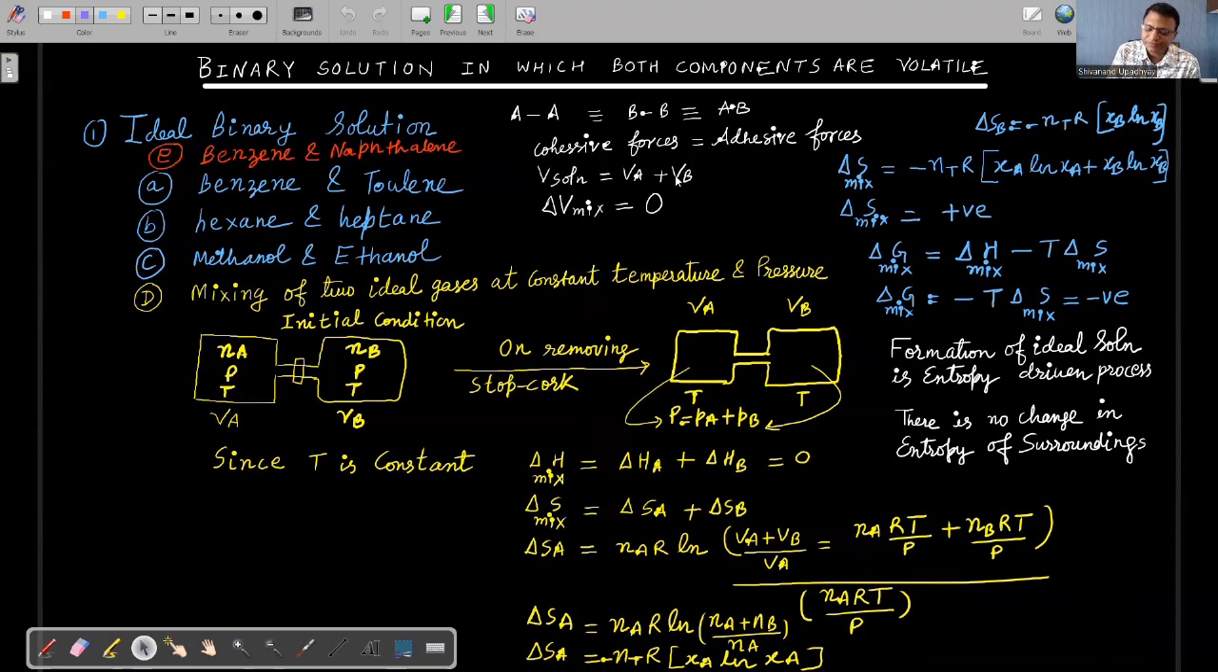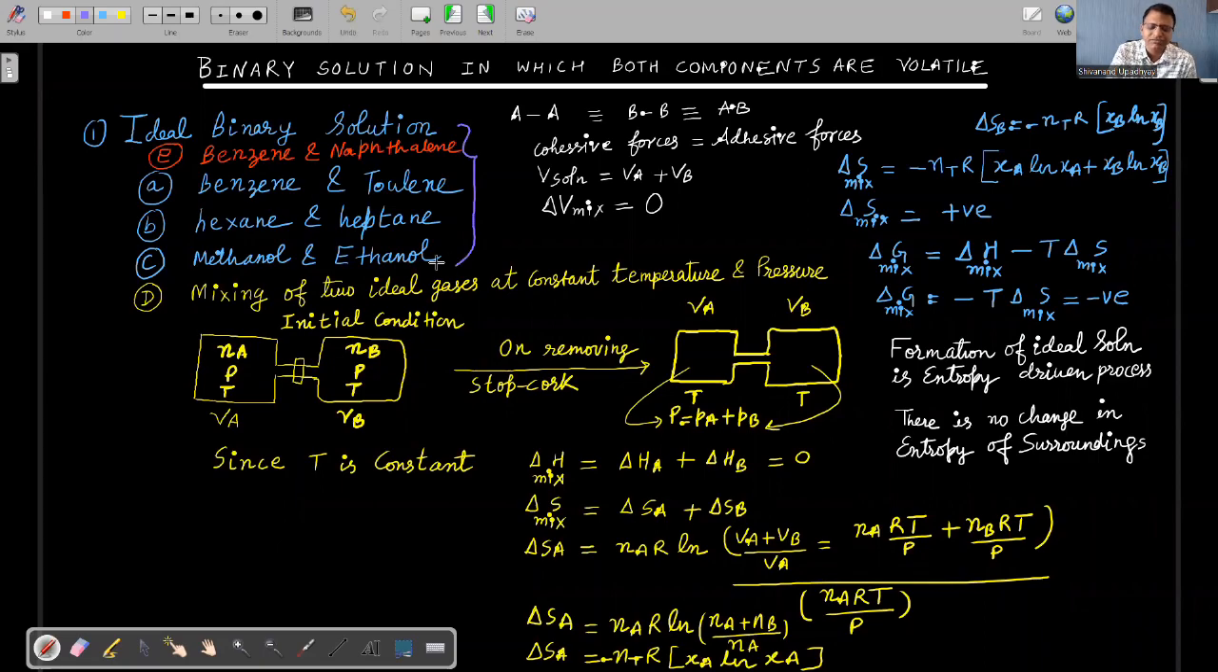So because of that, on mixing, the volume will not change. The volume of the solution is equal to the volume of pure component A plus volume of pure component B, or we can say that delta V mixing is equal to 0. Volume is not changing because intermolecular forces are not changing. Examples of ideal solution: when same type of components are going to mix, like when we are mixing benzene and toluene, or when we are mixing benzene and naphthalene, they are hydrocarbons. When hexane and heptane are mixed, or methanol and ethanol are mixed, these will form ideal solution.